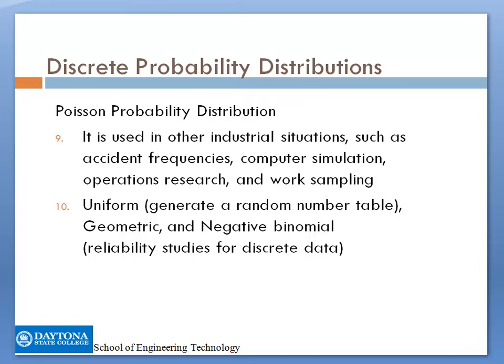Other types of discrete probability distributions that were not covered today but are part of the discrete probability are the uniform, which is generated by a random number table, where the probability is constant. You have the geometric, and you have the negative binomial, and this one is used for reliability studies.